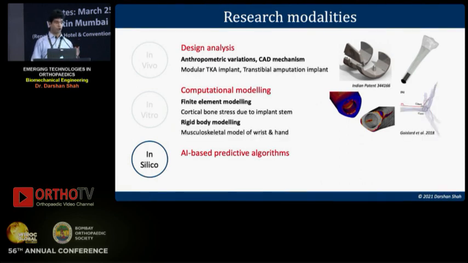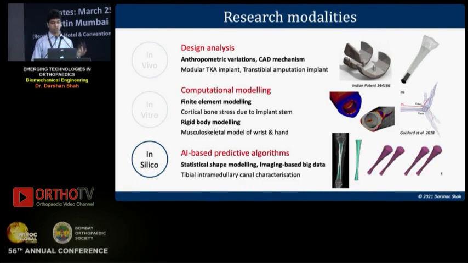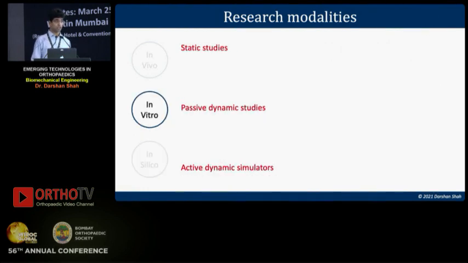And then on a more macroscopic scale, you have your rigid body modeling. And of course, you have a lot of artificial algorithm-based image processing projects, like the characterization of the intramedullary cavity of the tibia that I had done for an amputation implant. But let me move on to the in vitro research.